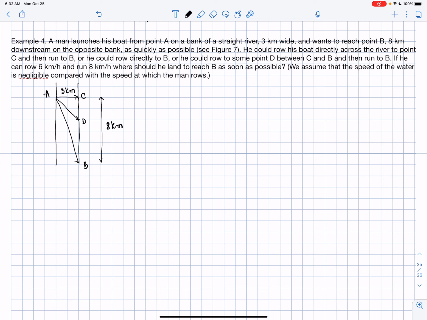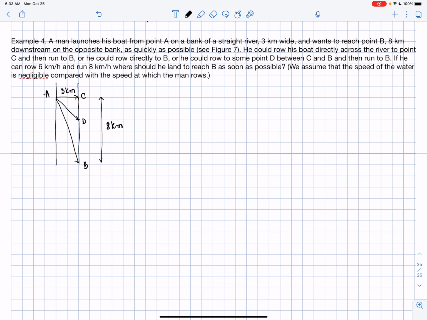So you look at the picture and you can see that, of course, a point D somewhere between C and B will give him the fastest time to reach B. To row and then run will be the best way to save time.